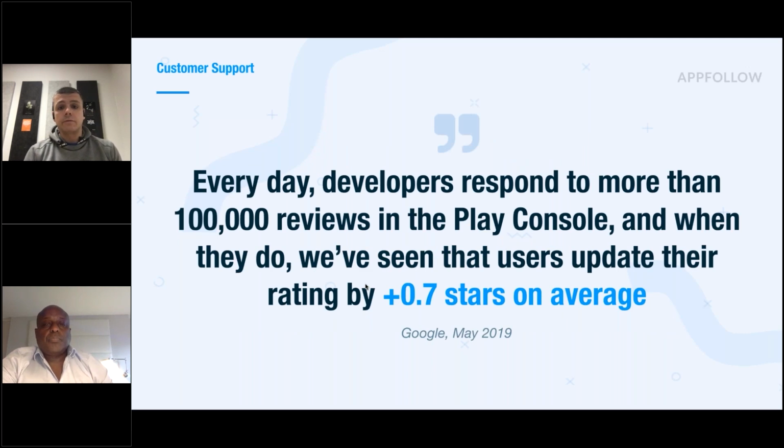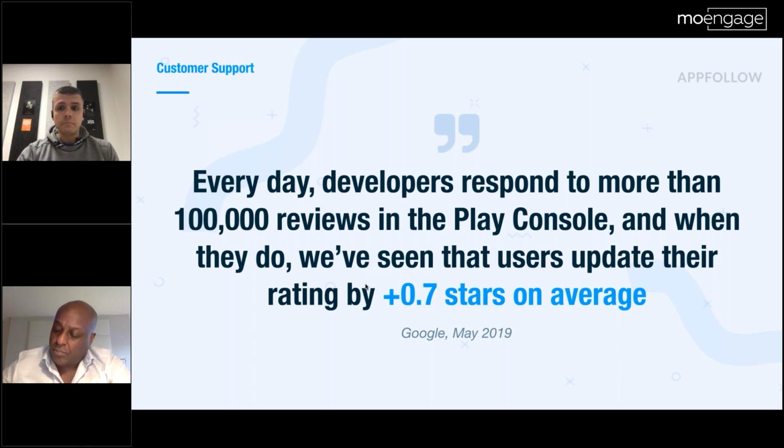We can see from statistics that Google published in May 2019 that almost 10,000 reviews are changed on a daily basis, and users update their ratings. And the ratings usually update for the better, 0.7 stars on average, meaning that you actually can significantly improve your rating if something goes not that well with your application.